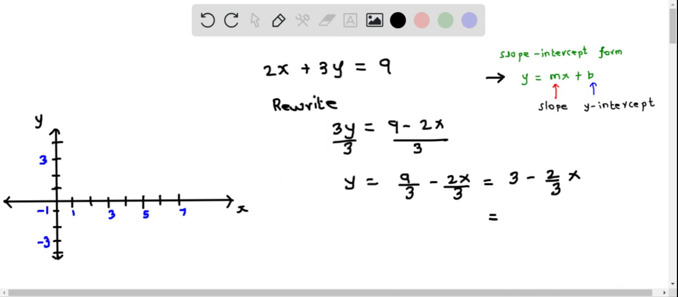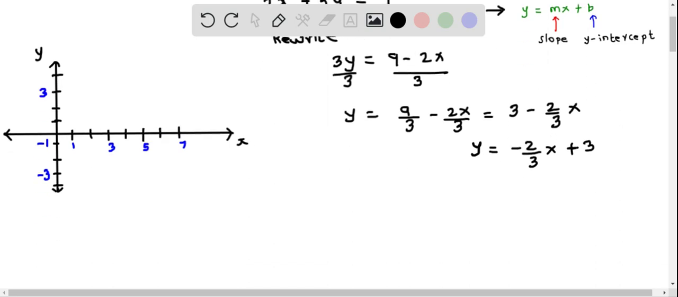This can be rewritten as negative 2 thirds x plus 3. We just interchange the x term and the constant term. So now this is in the form y equals mx plus b, where the letter m is the slope. Here the coefficient m is the slope, and this constant b is the y-intercept. So we say that the slope of this equation is negative 2 thirds, and the y-intercept is 3.